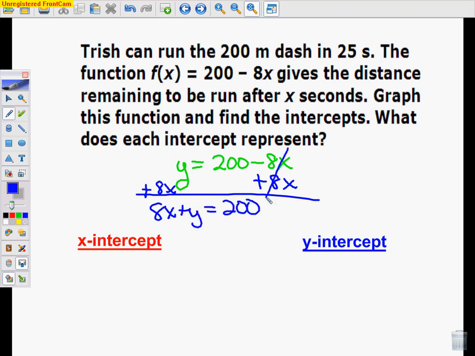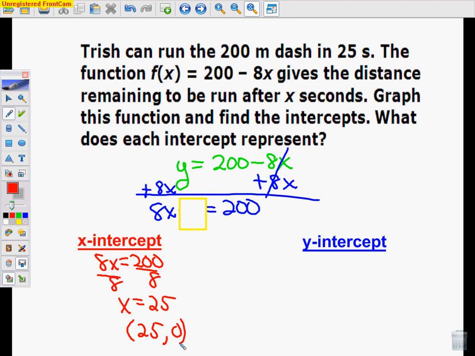Those canceled out. Now we can find the x-intercept and the y-intercept relatively easily, and you don't have that f of x in there. So to find our x-intercept, we cover up the y. So we have 8x equals 200. If I was to solve that, we would just divide by 8 on both sides, and you see that x equals 25. So that's the ordered pair 25, 0.